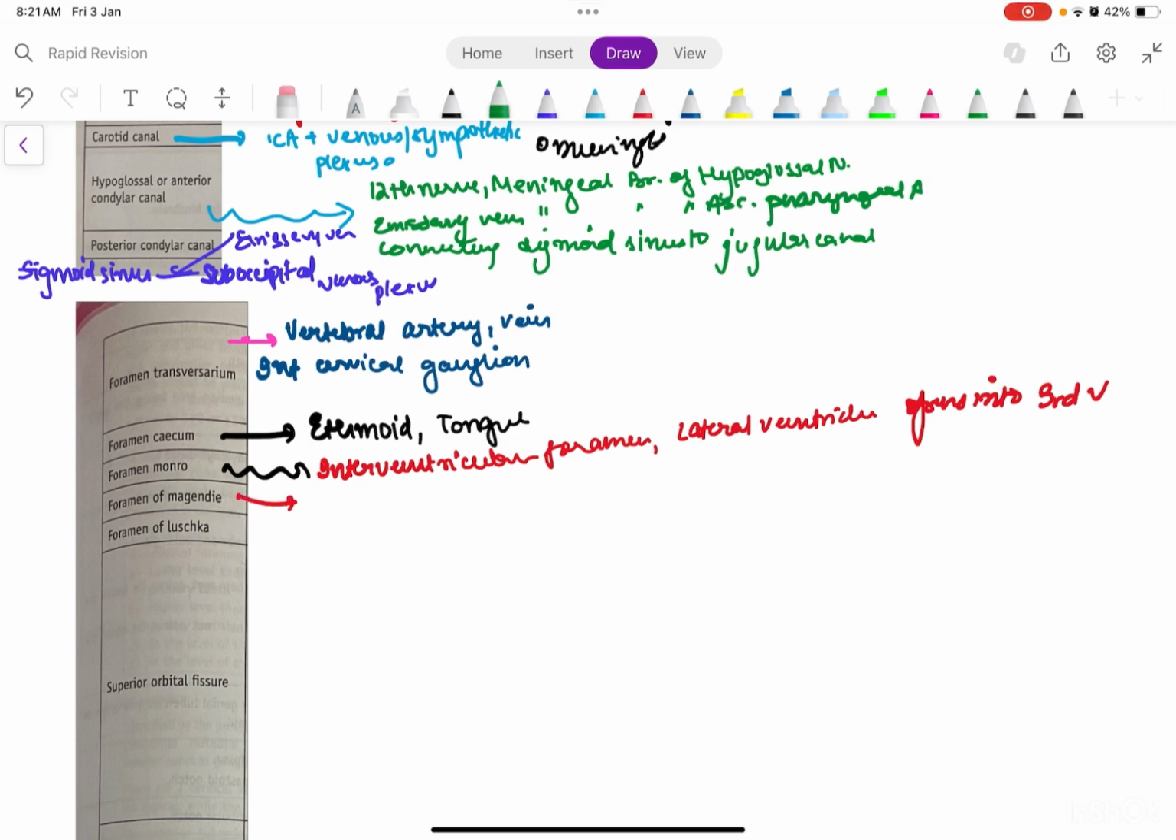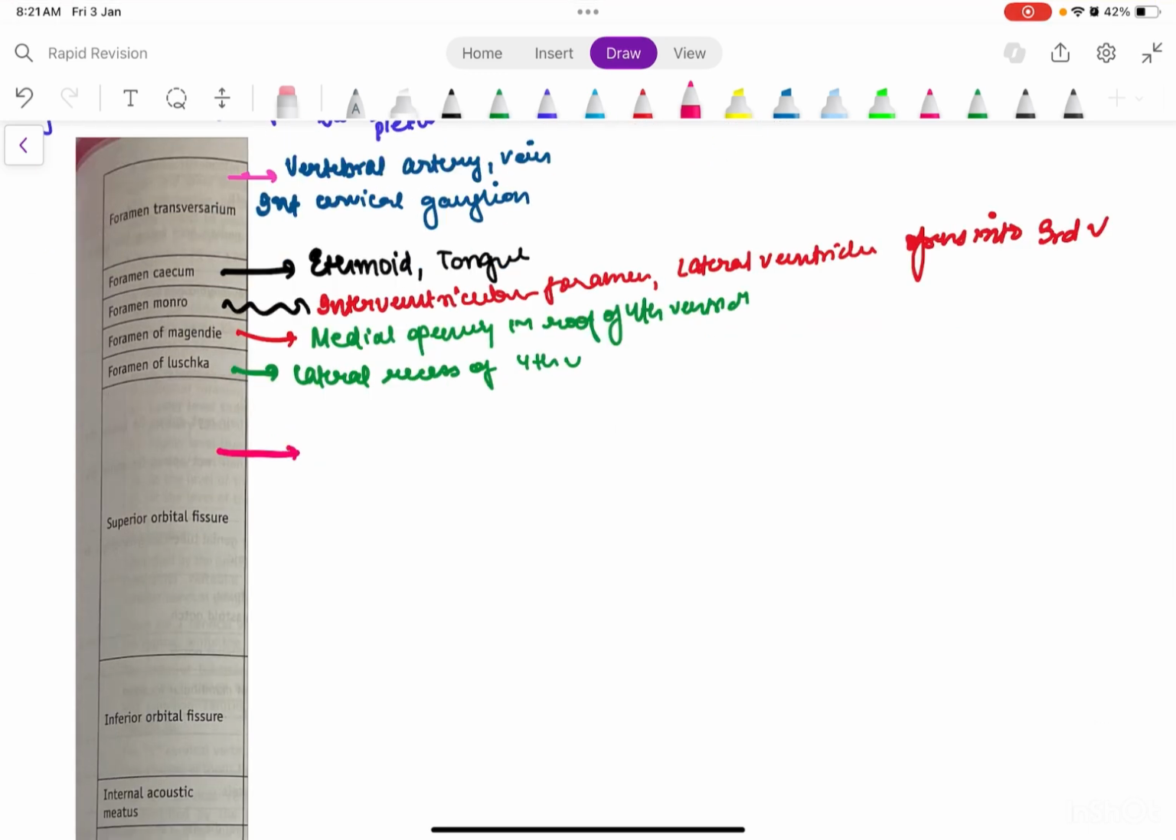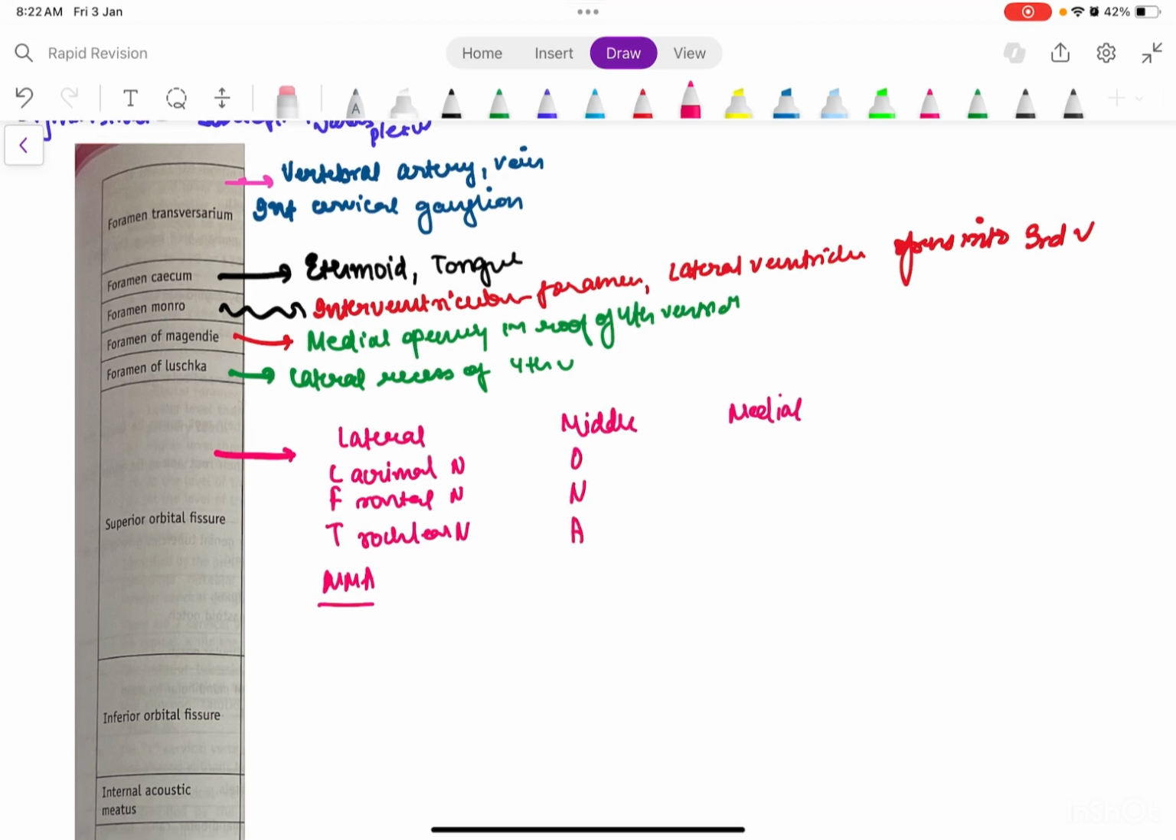Then the foramen of Magendie. This is basically a medial opening in the roof of the fourth ventricle. Foramen of Luschka is the lateral recess of the fourth ventricle. Now I already have made a video on the superior orbital fissure, so I'll just enumerate once again. First of all, you should know that there are three parts: lateral, middle, and medial. Then I told you to remember LFT: lacrimal, frontal, trochlear nerve. Then the middle meningeal artery. Okay, lacrimal part. Then in the middle, I told you to remember ONA or NOA: oculomotor nerve, nasociliary nerve, abducent nerve.